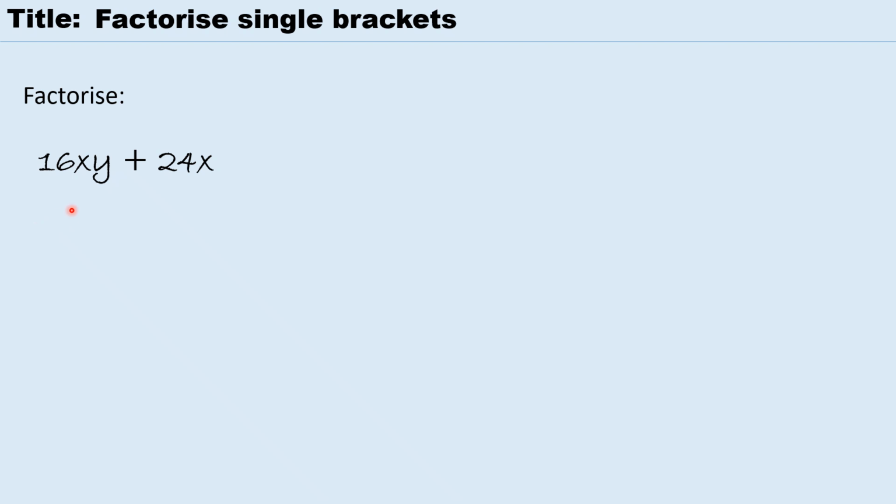And the highest common factor for the letters here is x, because x is common in both terms. So that means your highest common factor will be 8x. Then place your initial expression inside of the brackets. And then finally, we divide by the highest common factor, which is 8x. Therefore, 16xy will be divided by 8x, and 24x will also be divided by 8x.